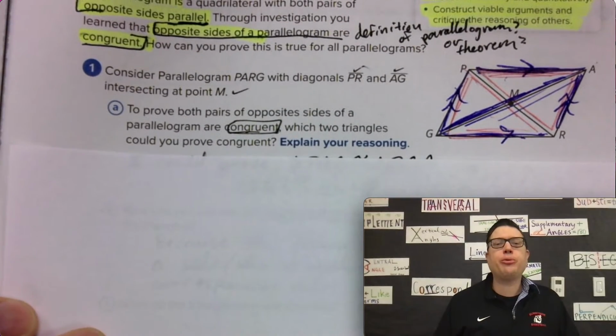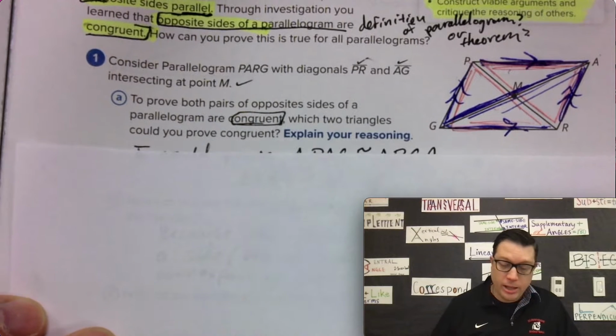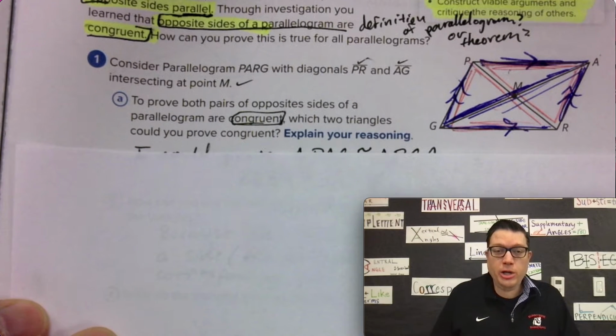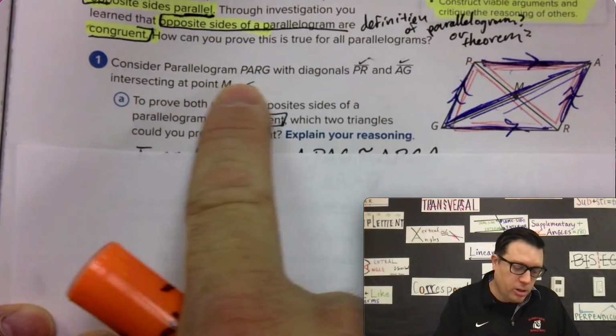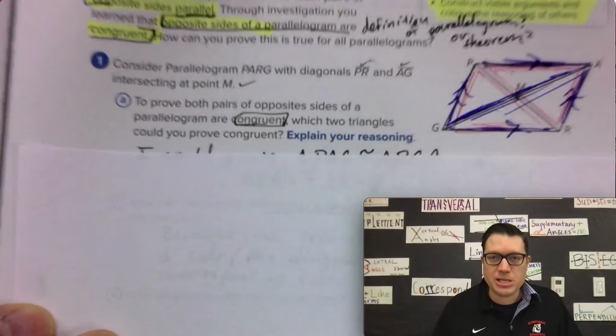Now, in our work today, consider the parallelogram that's drawn. How do we prove this? How do we prove this is true for all parallelograms? In essence, why don't we do a triangle proof? Consider the parallelogram PARG, P-A-R-G, with diagonals PR and AG intersecting at point M.